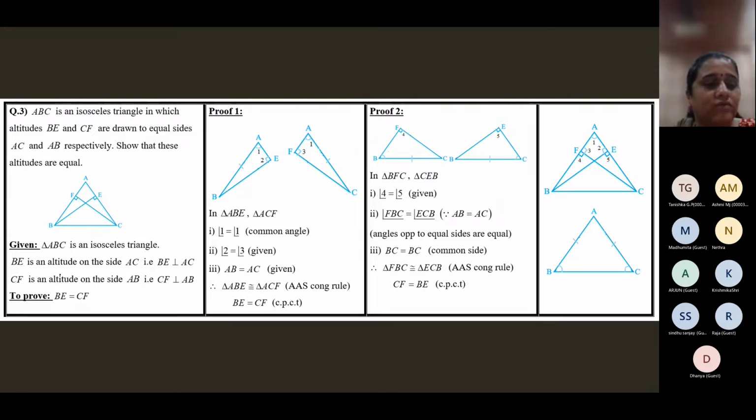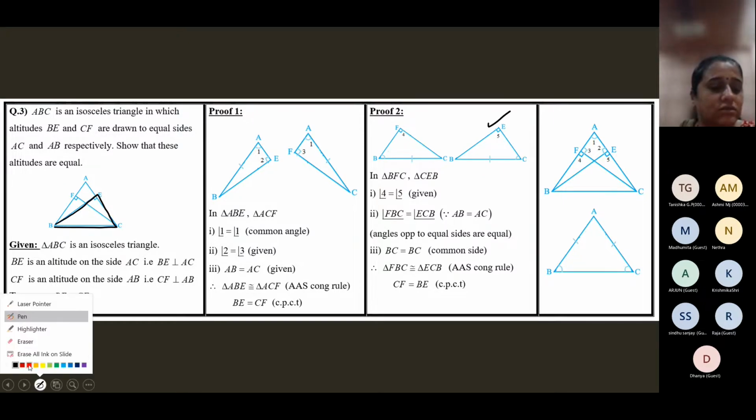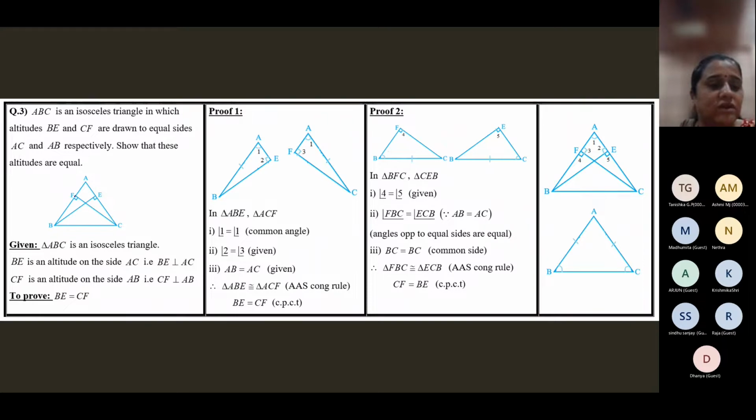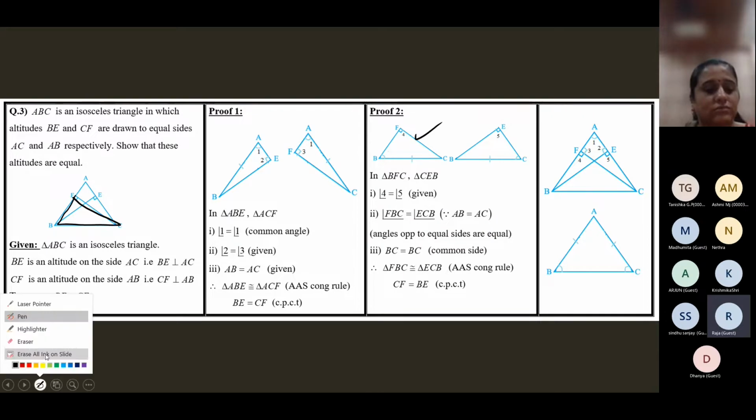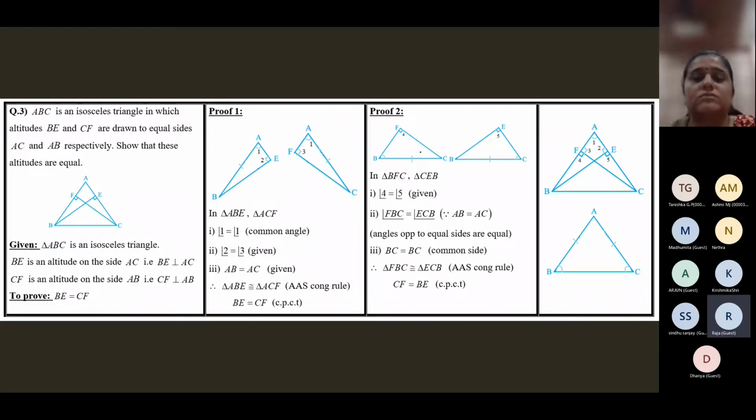Because now we have to show BE. BE is in this triangle. And CF is in this triangle. Yes, ma'am, when we prove that this triangle is congruent to this triangle, obviously CF is equal to BE by CPCT. Very good. Yeah. Now go ahead.